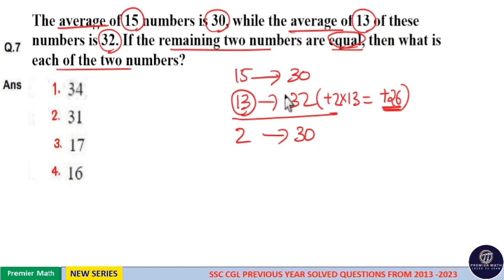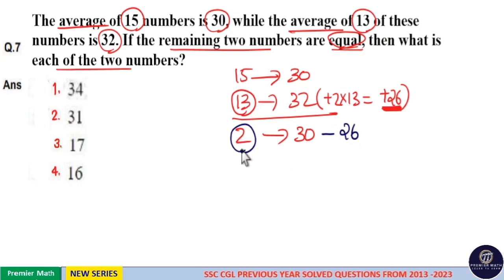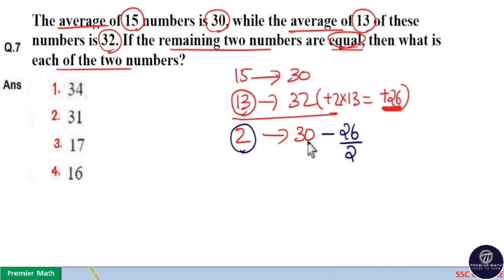That is, in order to balance the average of 15 numbers as 30, we have to subtract this increment in sum from the sum of these two numbers. That is, subtract 26 from the sum of two numbers. But here we are finding the average of two numbers. So, to find the average, distribute this 26 to two numbers and subtract it from 30.